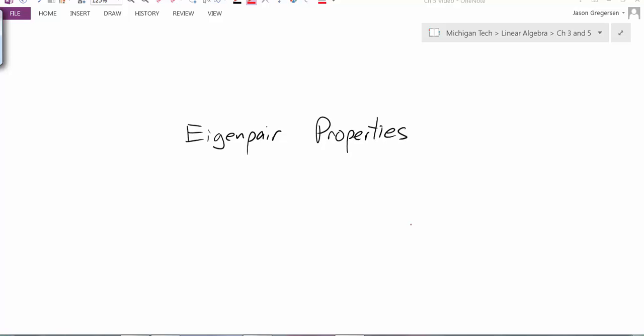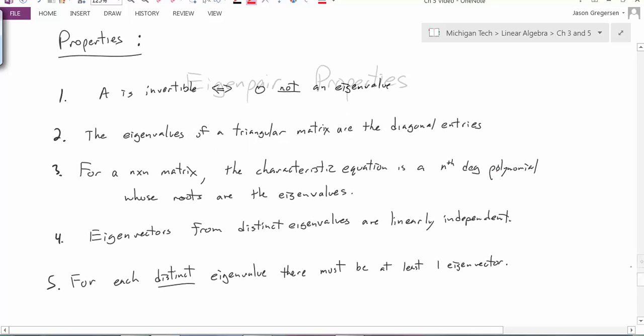In this video, we're going to talk about the properties associated with eigenvalues and eigenvectors. So in the past, we've already seen how to take some matrix A, calculate its eigenvalues and eigenvectors. Now we want to look at some special properties. Let's actually look at the list of properties we want to talk about.